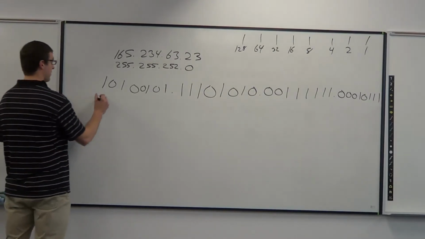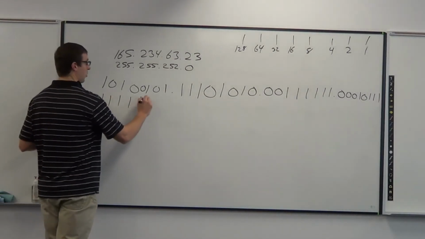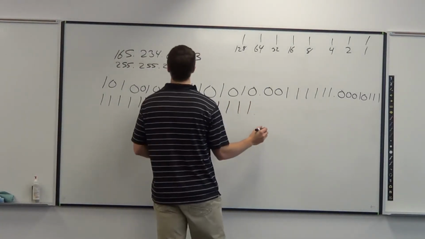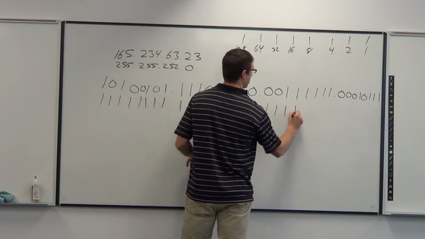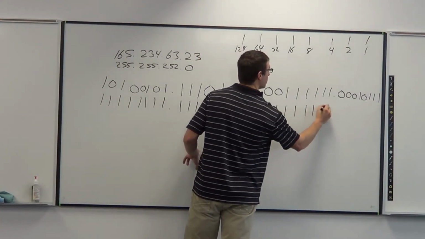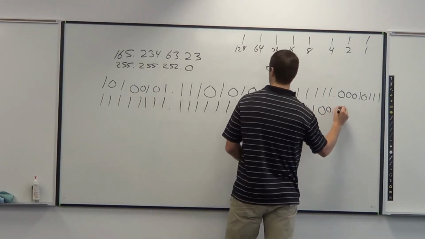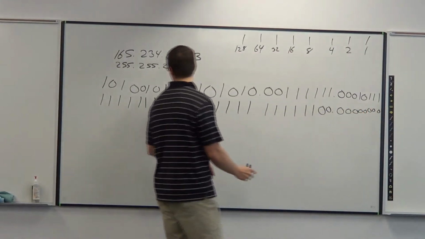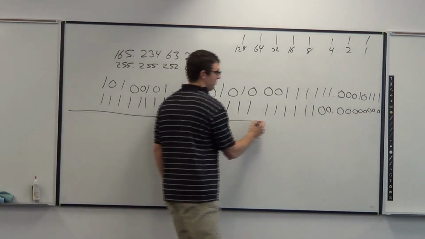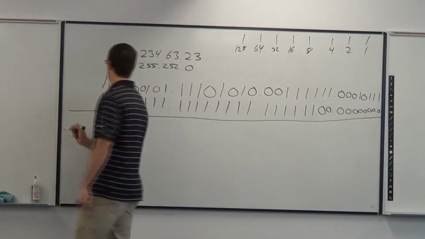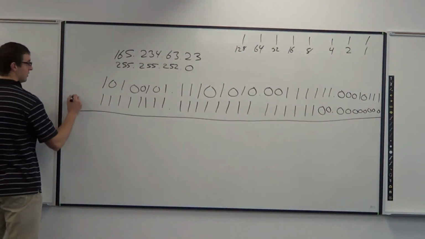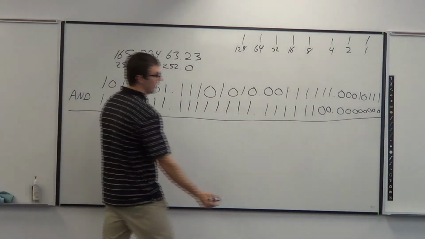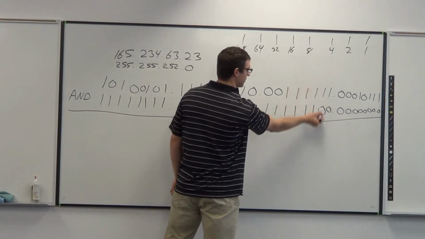Subnet mask, a 255 is simple. All ones. 252 is everything except for the 2 and the 1. And then the 0 is just 0. Okay, so I'm going to AND these. I'm going to try to figure out the network ID that this address is a part of. I'm going to AND them together. If I was doing the drawing of the line, I would draw my line right here.